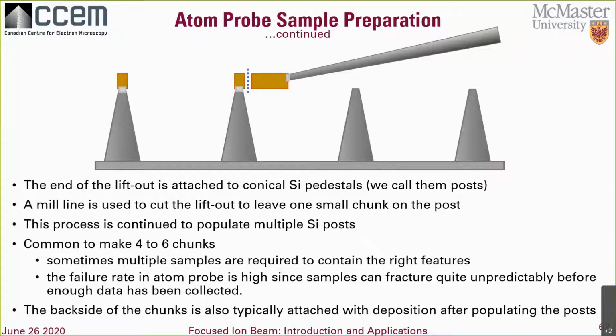Usually 4 to 6 is common, and this is because sometimes it takes multiple samples to contain the right feature, and also because the failure rate in atom probe samples is fairly high, since they can fracture quite unpredictably before enough data has actually been collected. Following the attachments is typically rotating the stage to fill in the other side of the sample with more ion beam deposition.